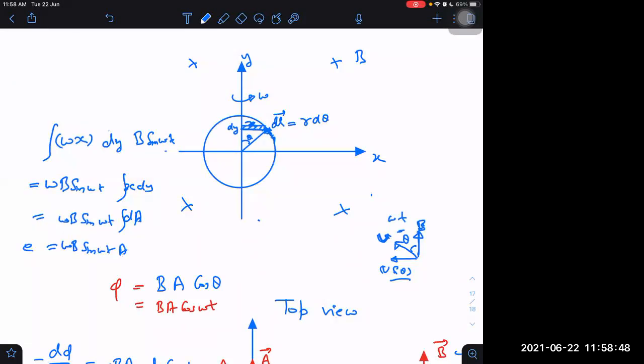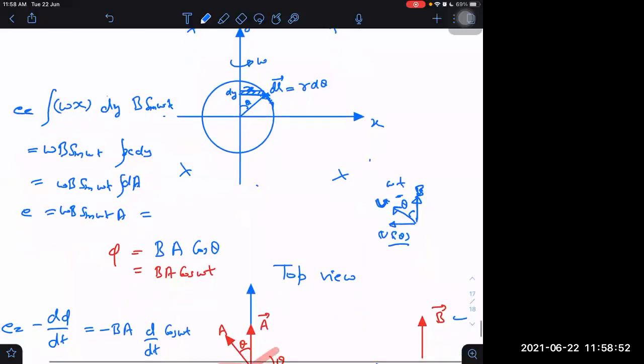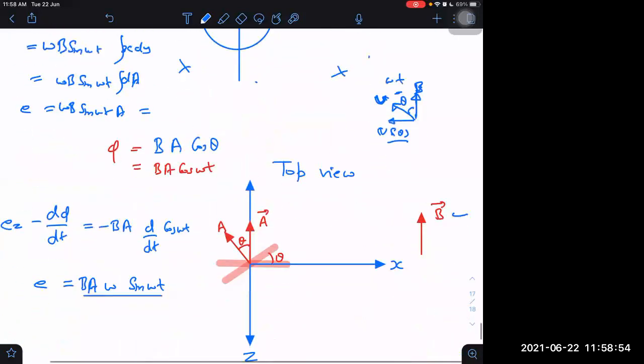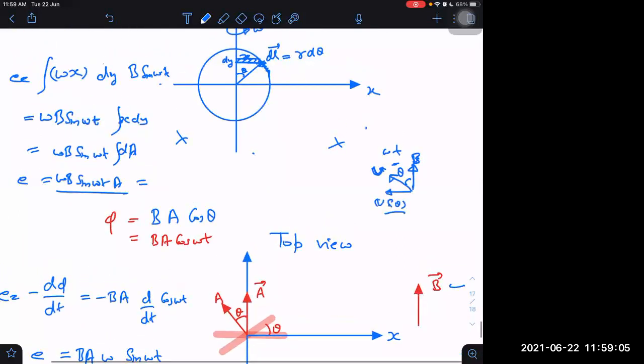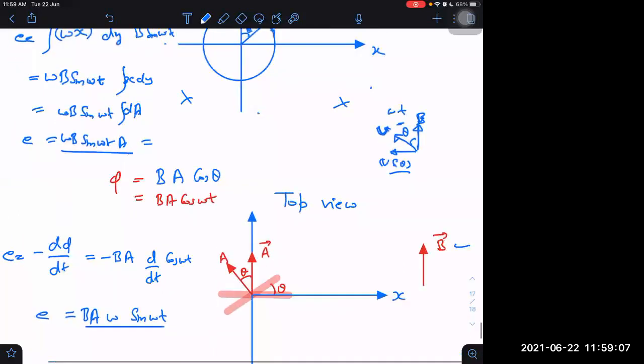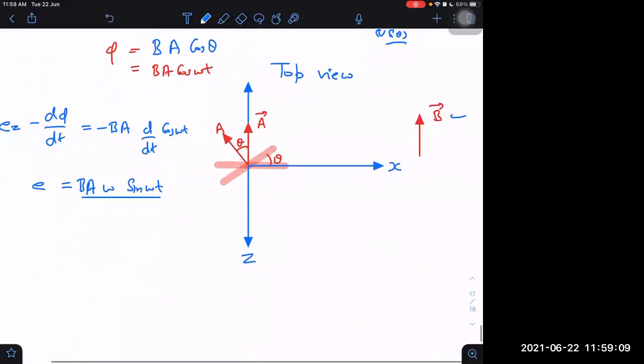That will be the EMF, which is nothing but, as we did before, what was it? B omega sine omega t. See, B omega sine omega t, exactly the same. Getting exactly the same result.